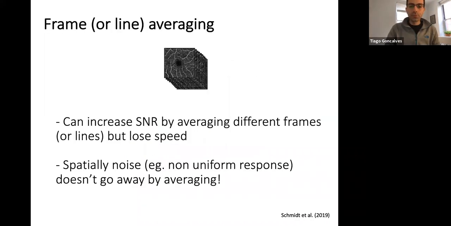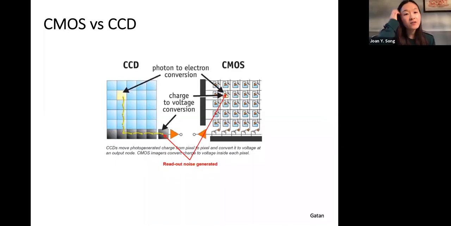Can you explain again, what do you mean by moving charge from pixel to pixel in the CCD?